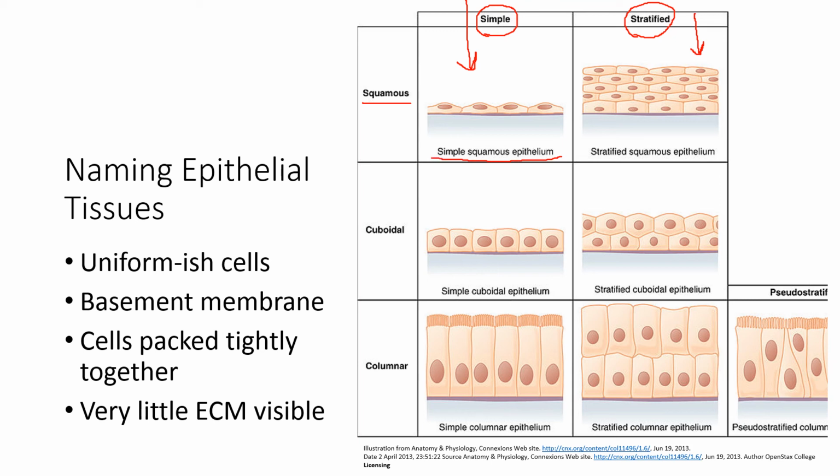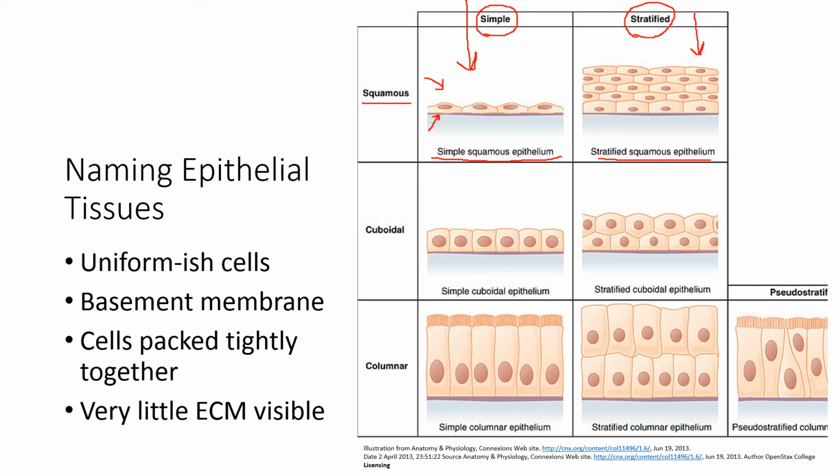How do I know there's only one layer of cells? Because the layer of cells basically sits on top of this basement membrane, and the apical surface does not have other epithelial cells on it. This is a stratified squamous epithelium.